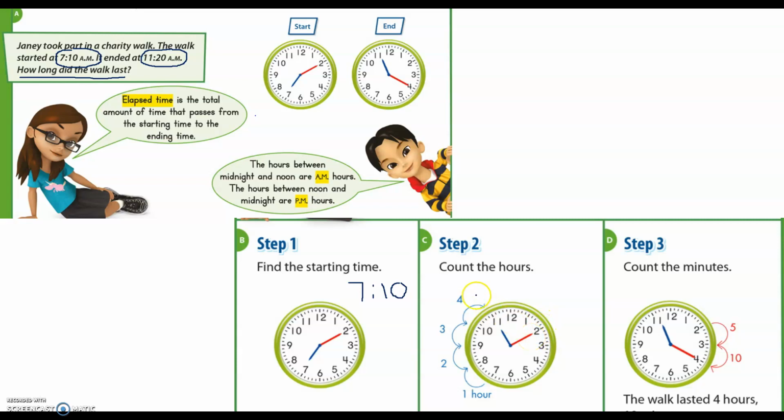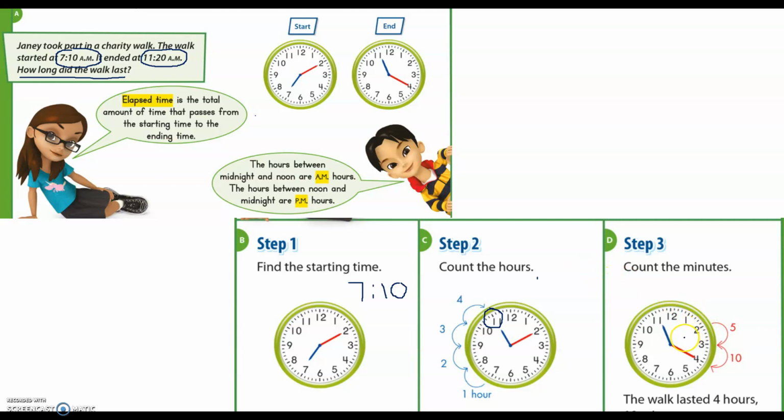Now we need to count the number of hours that pass between 7:10 and 11:20. So we start at the 7, where the hour hand is beginning, and we count our hours. 1 hour, 2 hours, 3 hours, 4 hours. We stop at 11 because we're looking for 11:20. So there's 4 hours. 4 hours takes us to 11:10. Now we need to count our minutes.